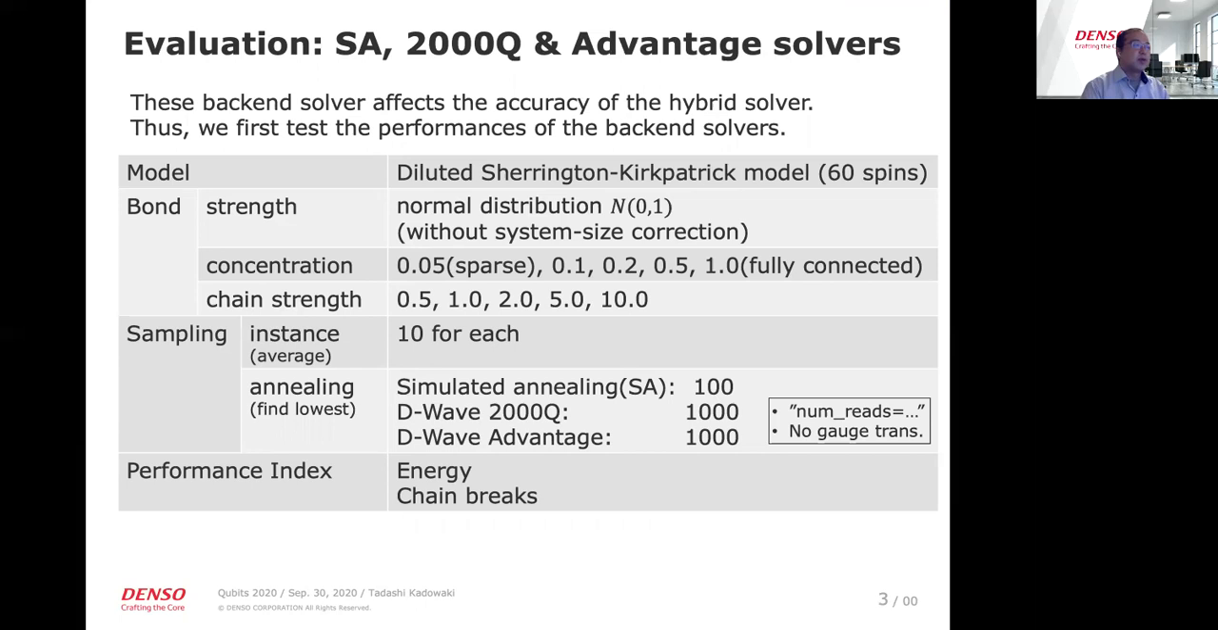We generate 10 instances for each and conduct annealing 100 times for simulated annealing and 1000 for D-Wave. The performance indexes we test are energy and chain breaks.